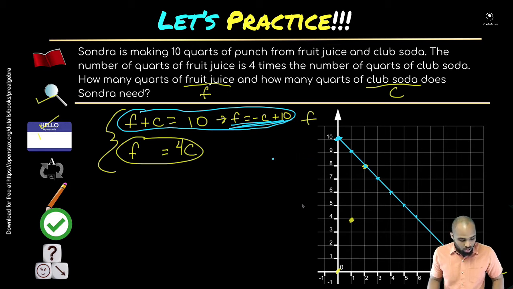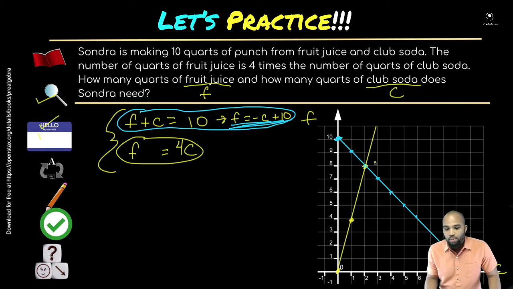And I can connect these yellow lines. But you can see clearly at this point, they have a solution. 2, 8. 2, 8 is my solution.